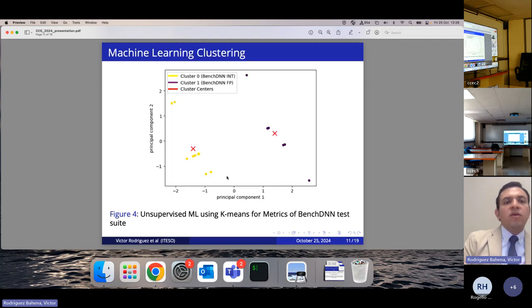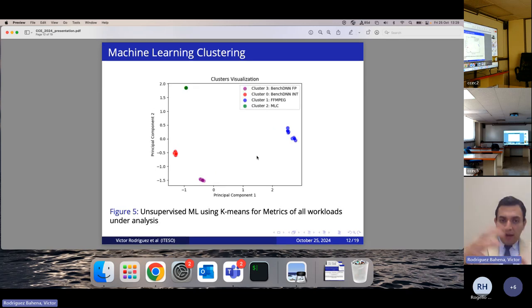Only when we zoom in and apply this methodology just to the bench DNN floating point and integer, we can see perfectly how they are very well distinguished between floating point and integer just by applying k-means unsupervised machine learning to these two sets of results. And the centroids are very close to each one of the clusters, so it was very interesting to see how well defined the two clusters were.